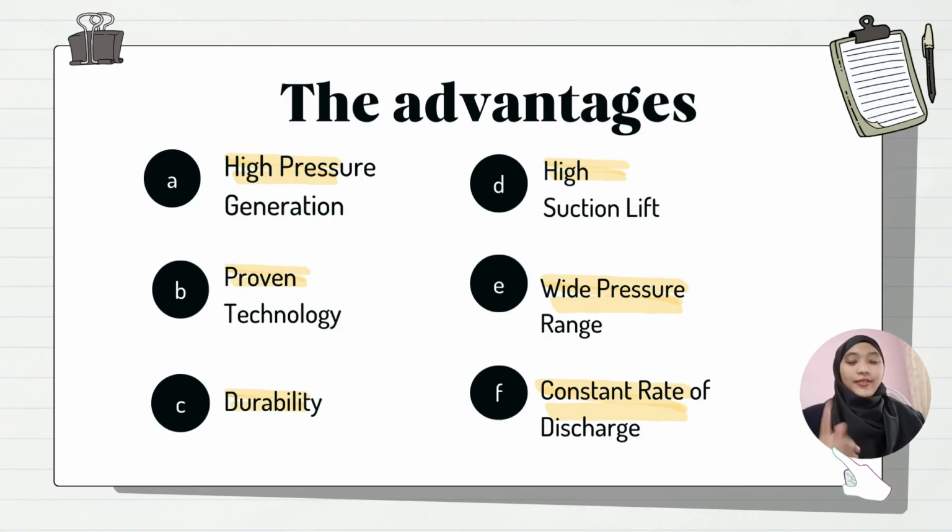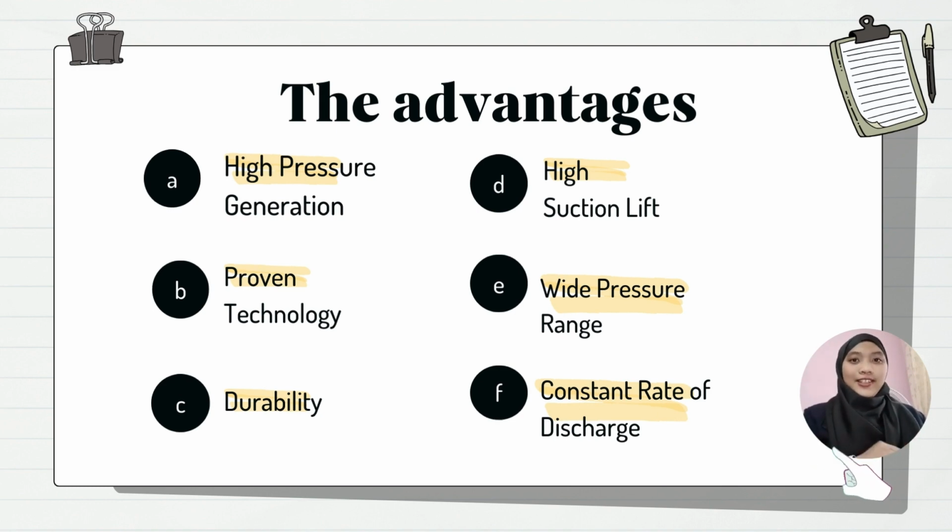The advantages are, firstly, high pressure generation. They can create high pressures from low flow situations. Second, proven technology. Reciprocating pumps are one of the oldest designs still being used. Third is durability. They can work with highly corrosive or abrasive materials because a pump can be made from everything from ceramics to carbon. This technology is used in applications that range from air transfer to pumping cement.